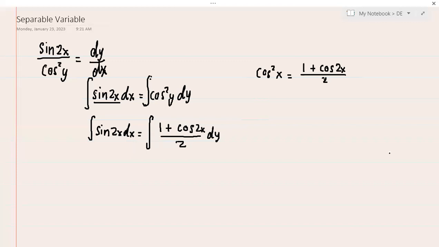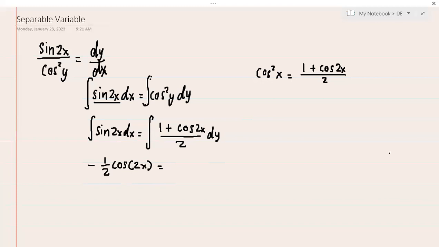Okay? So, yeah, that's basically it. Yun lang siya. Alright? So now we can integrate. On the left side, kung i-integrate mo to, itong si sine of 2x, ang magiging sagot nito is negative 1 half of cosine of 2x. Yan yung magiging sagot niya on the left side.